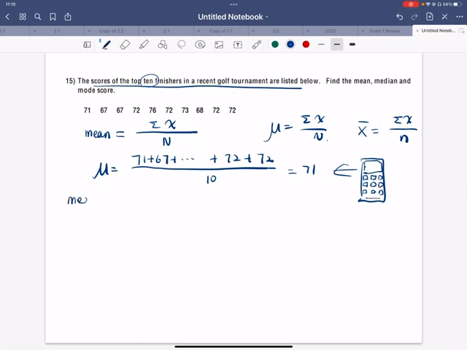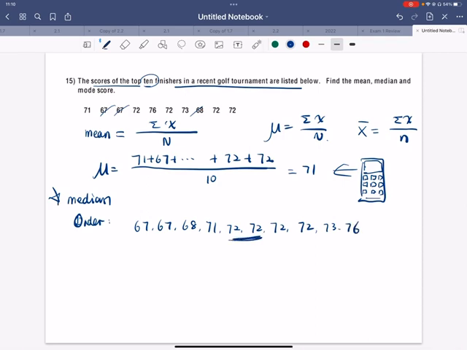Now for median, we cannot just choose the middle two and then say the median is 74. It doesn't work like that, right? First, order. You always need to order for you to do the median. So I'll order from 67, 67, 68. Okay, now on to 71, 72, 72, 72, 72, 73, and 76. So that's the numbers ready.